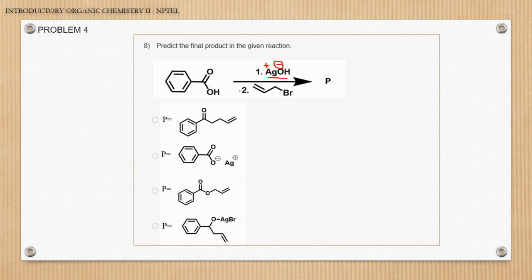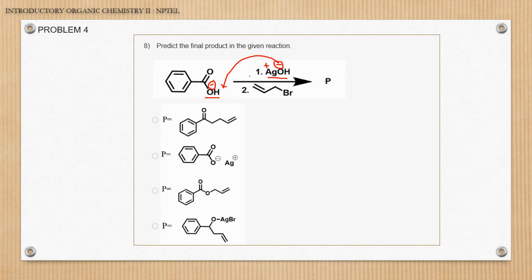Right. So now what will happen if you have an acidic proton in the reaction? What will a base do? First of all, it will give you an acid-base reaction, right? So first of all, this base will abstract the acidic proton. Silver hydroxide is a weak base as well, so it is not going to behave as a nucleophile. But here it will deprotonate this OH and will give you a carboxylate, a benzoate kind of thing getting formed here.